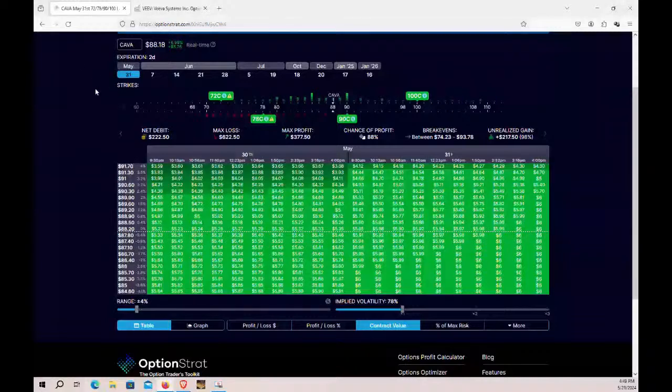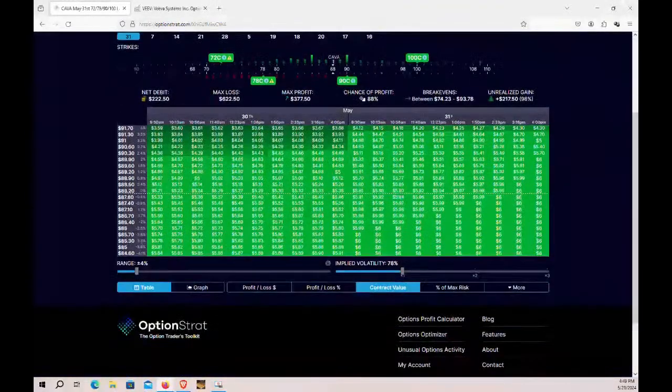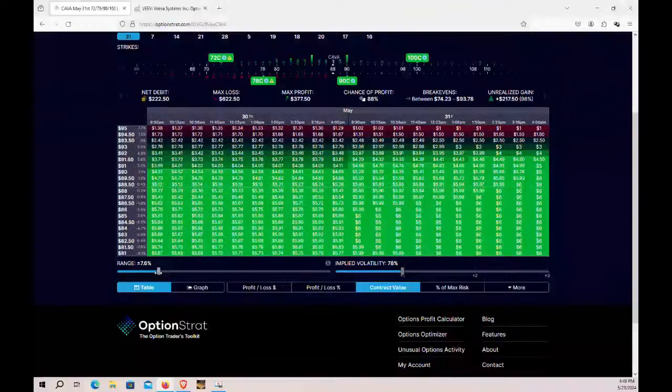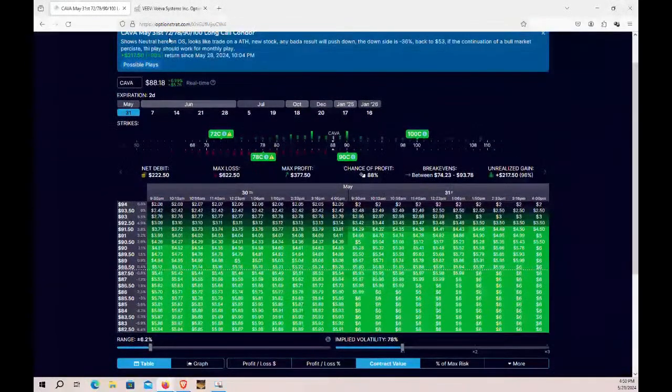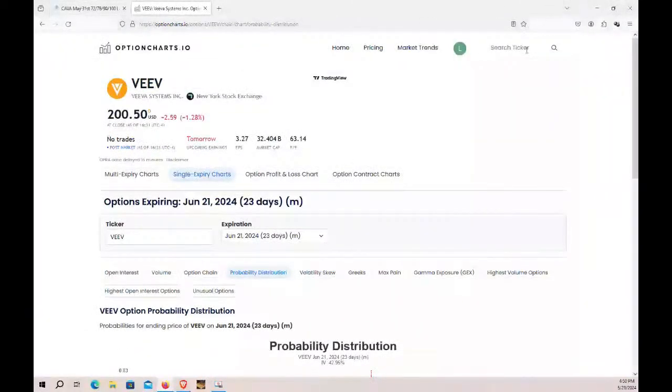So I was playing with the numbers. Even if it changes 4%, it only goes bad for me if it changes 7% on the upside, going crazy to 95, something like that. Then I start losing money, but all the way up to 91.50, 3.5%, 3.8%, actually $92, 4.3%, I'm good, you know. So this is good for me. Still 88%.